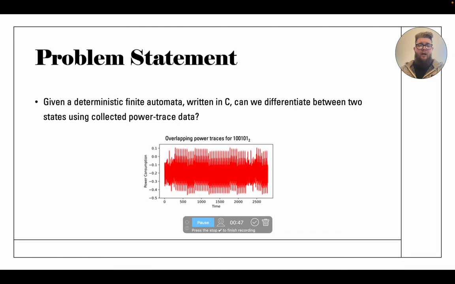Again, what we would like to do is take a deterministic finite automaton and write it up in C, so have a C version of it, and then, using a device such as the ChipWhisperer framework, can we run enough iterations and generate enough power traces to be able to identify some things about that state machine and use this clustering algorithm to further that goal.